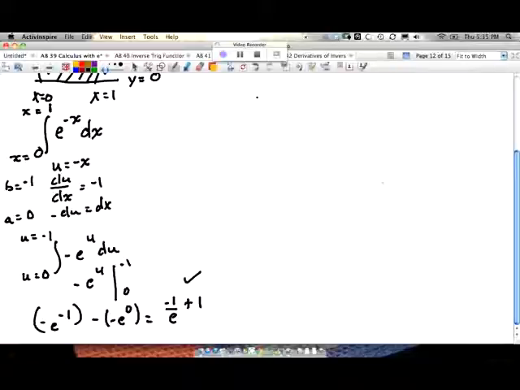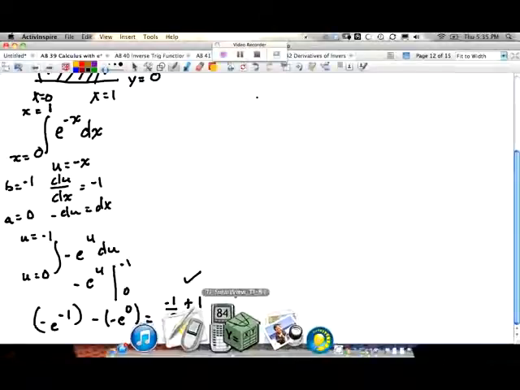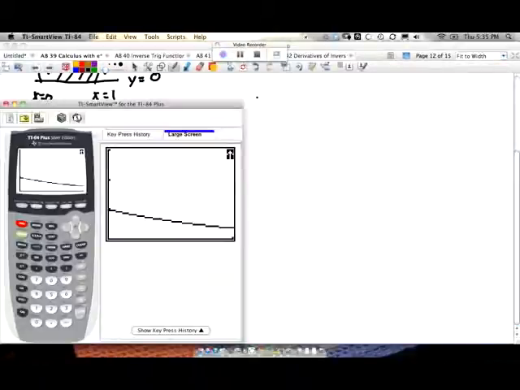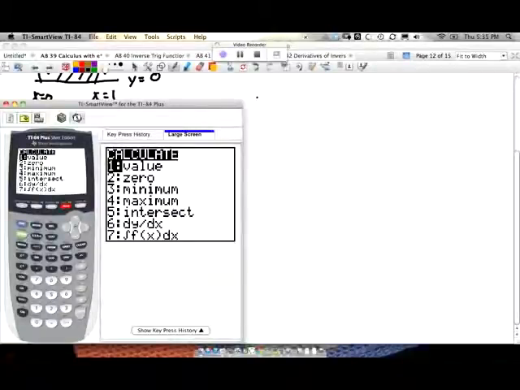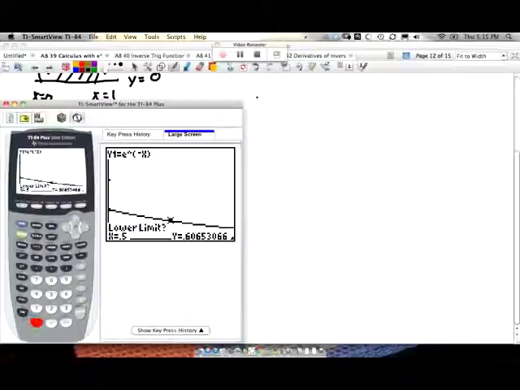Okay, so can I confirm that with a calculator? You betcha. Let's calculate this. Second, calculate area from 0 to 1, and I get this number, 0.632.